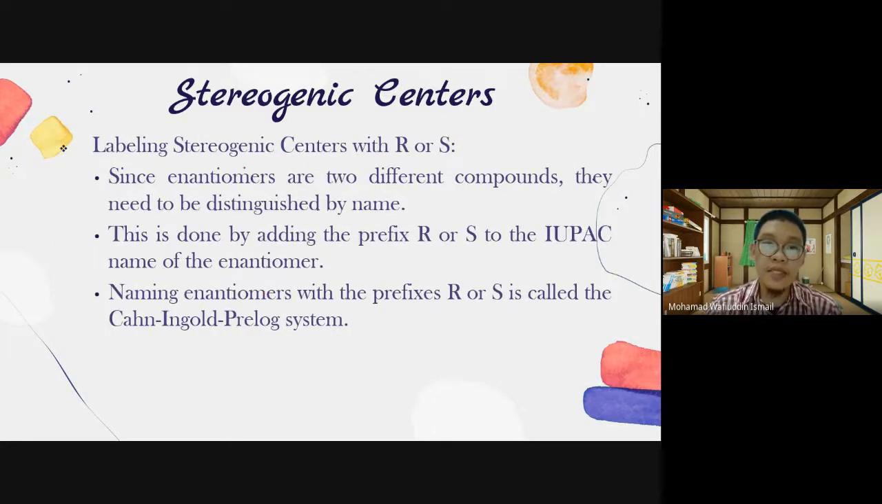Okay, labeling stereogenic centers with R and S. There is a way for us to show it with R and S. Since there are two enantiomers, we cannot just call them A and B. Just as an example, to look at A and B, we put R and S to differentiate between these two enantiomers. Since enantiomers are two different compounds, they have to be distinguished by name, so R and S can be added. The enantiomer prefix R and S is called the Cahn-Ingold-Prelog system.